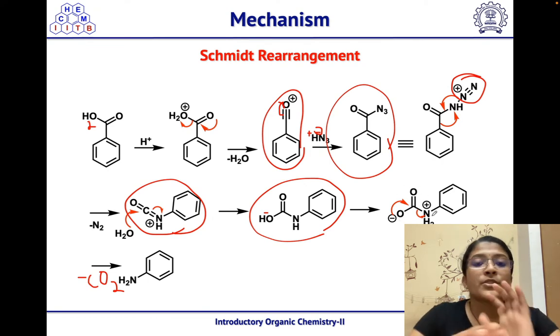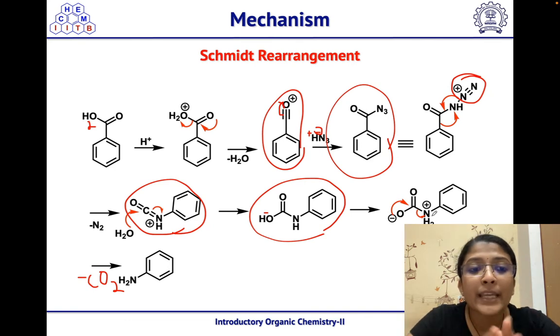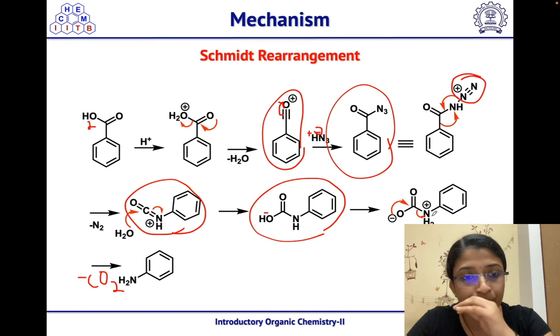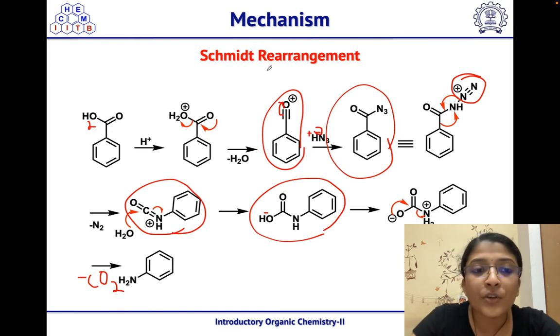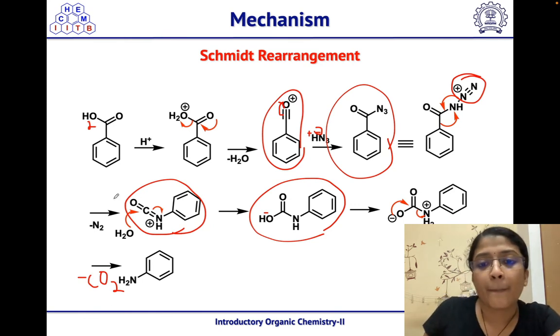So in short, Schmidt rearrangement will take place in an acid system, and acid will be converted into amine. Acid functional group is converted into amine functional group in case of Schmidt rearrangement. And we have seen in Hofmann rearrangement, amide is converted into amine with one carbon less. Here also, acid is converted into amine with one carbon less. The one carbon is less because it is getting removed in the form of CO2. And here the reagent we are using is HN3.